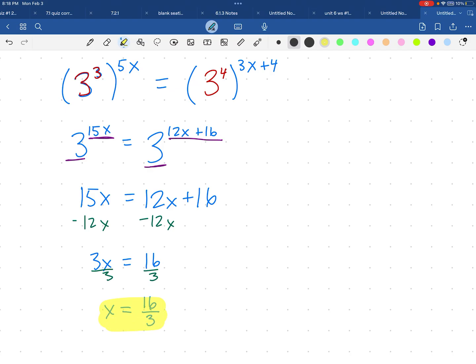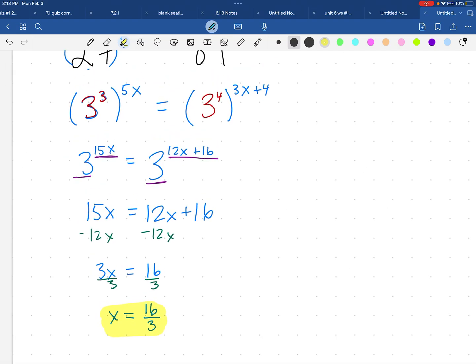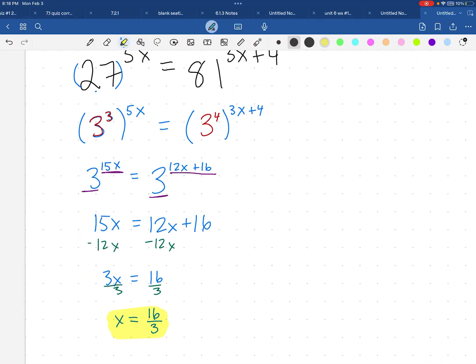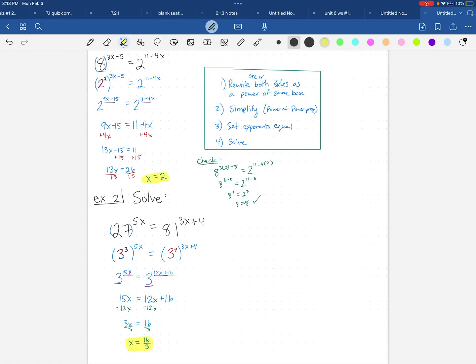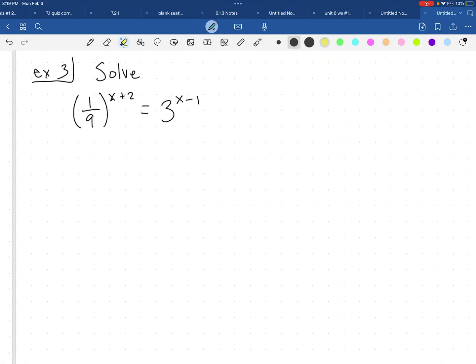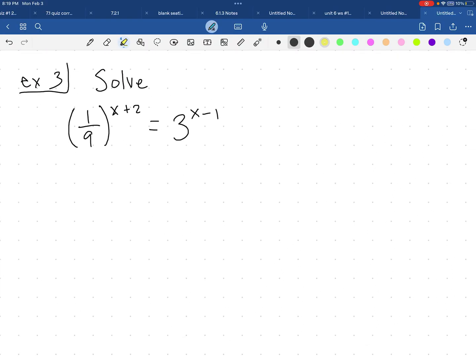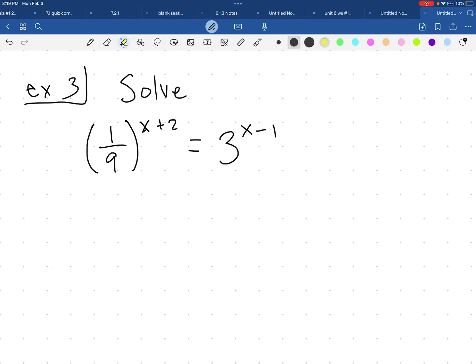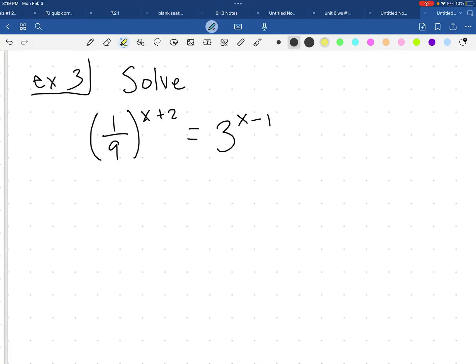Don't get in the habit of saying no solution or can't be solved. Like, that's a number. It is the number that solves this. It's just not a whole number. Okay? And we'll do one more. Okay, so solve (1/9) to the x plus 2 equals 3 to the x minus 1. Take a second and think about this one and how you're going to handle this.